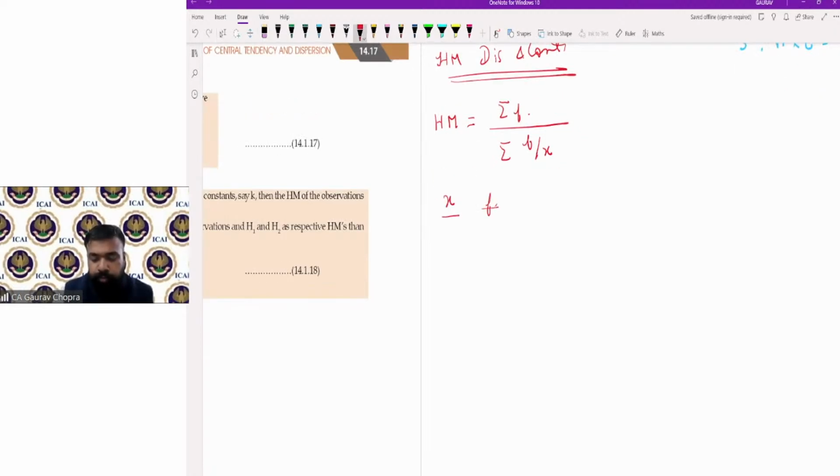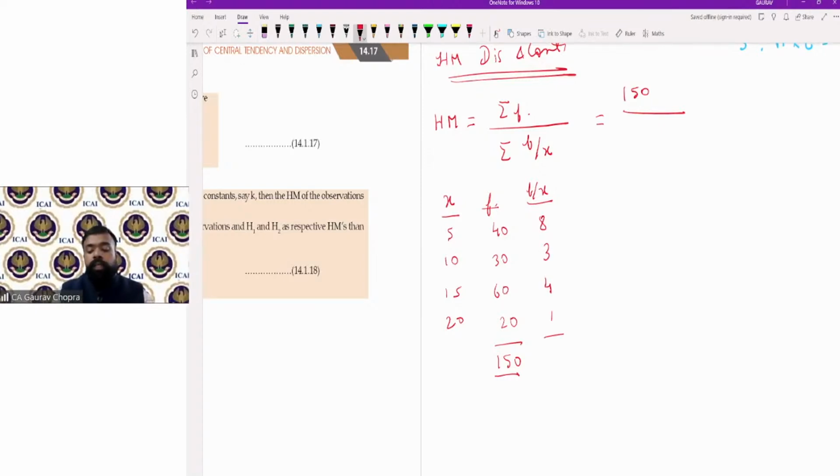Let's take the values. X is 5, 10, 15, 20. Frequency is, let's say, 40, 30, 60, and then 20. So according to this formula, what is the requirement? Sigma f, the sum of the frequency. So what is the sum of frequency? It is 150. So 150 will be the numerator. Now f upon x. So 40 by 5 gives 8. 30 by 10 is 3. 60 by 15 is 4. 20 by 20 is 1. So what is the total? Total is 16.